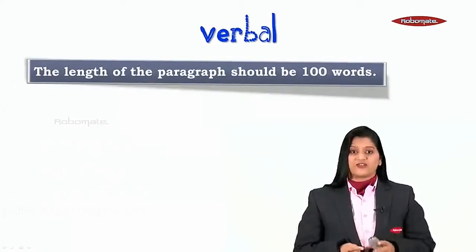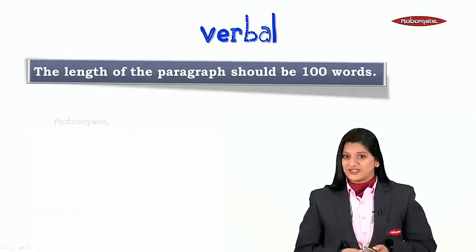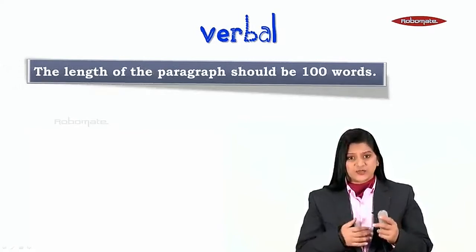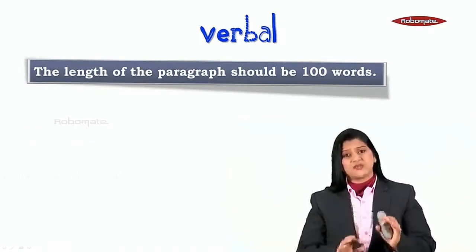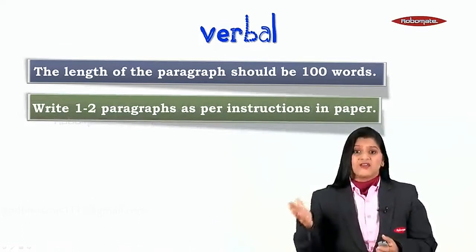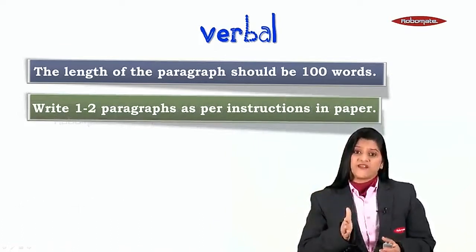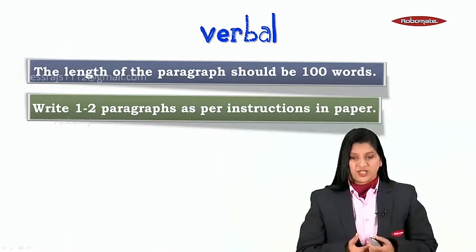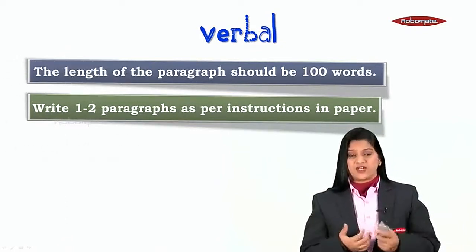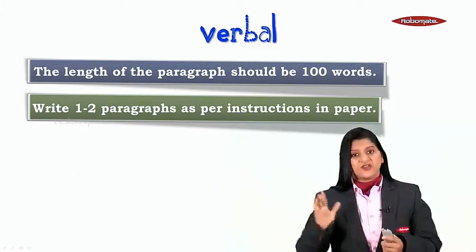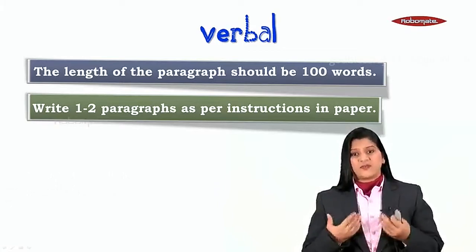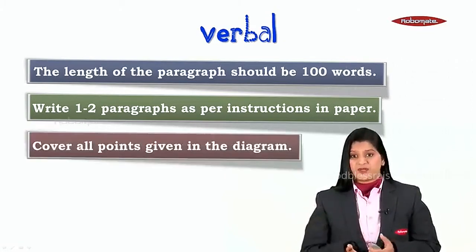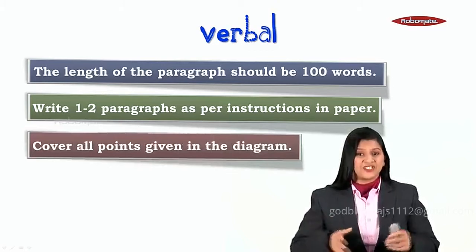The length of the paragraph should be 100 words. Minimum would mean about 10 to 12 lines. Write 1 or 2 paragraphs as per information or instruction given in the passage. You're not going to make too many paragraphs. If they've said a paragraph, write only 1. If they have said write paragraphs, then you can make 1 or 2 paragraphs based on whatever is in the question paper. Cover all points given in the diagram.